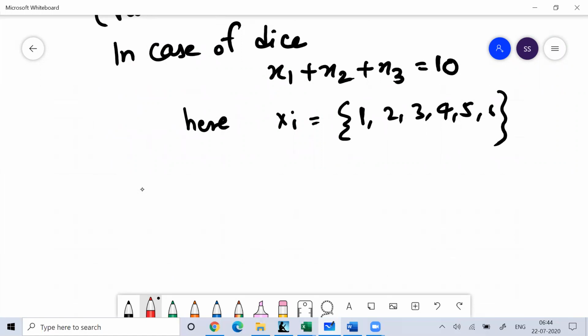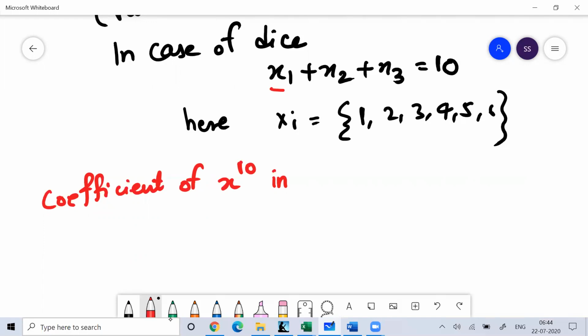That variable x can take values from 1 to 6. The usual way of writing this is this. Now you'll write it like this. You'll write the coefficient of x to the power 10, because you want the sum to be 10. So the objective would be to find the coefficient of x to the power 10.